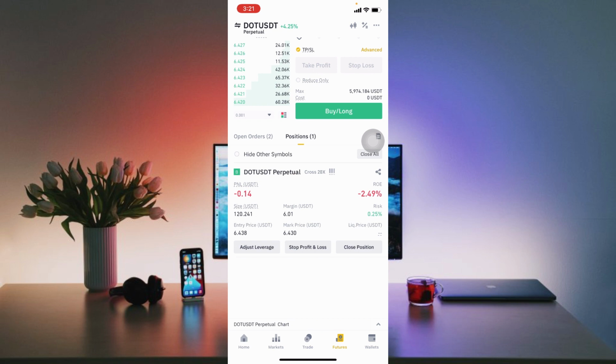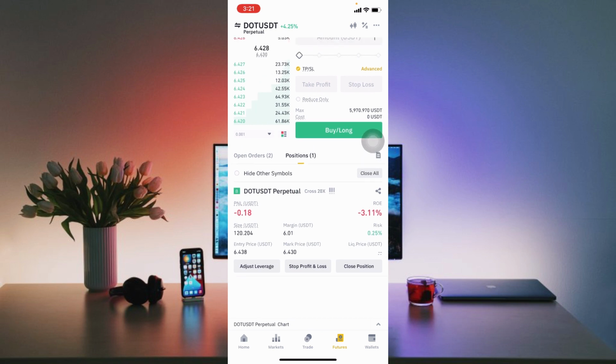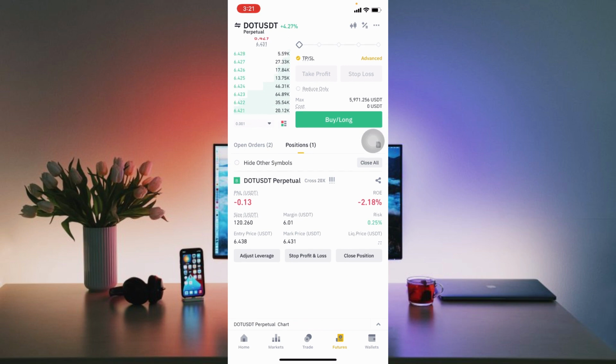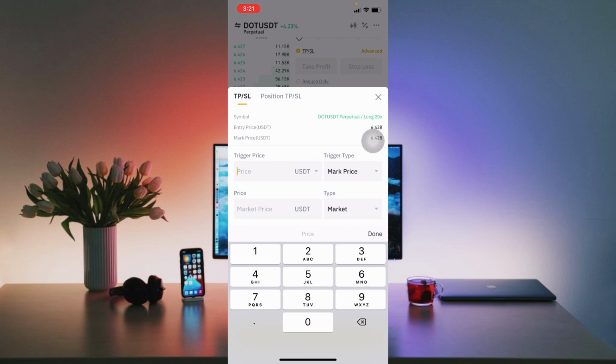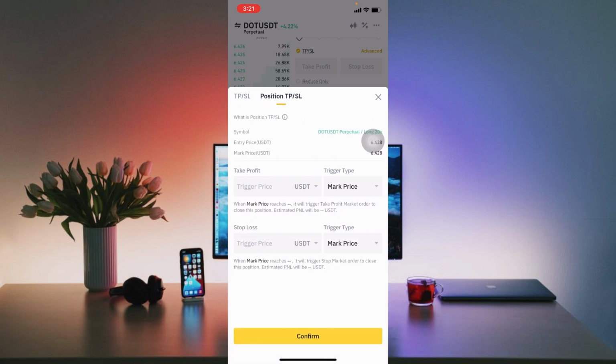So we have the margin. The margin is the amount that you have staked on that particular currency pair. So right now, I've just lost 0.18 cents. So to adjust your stop loss, you can just click on position TP/SL.